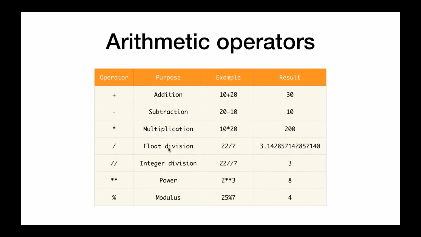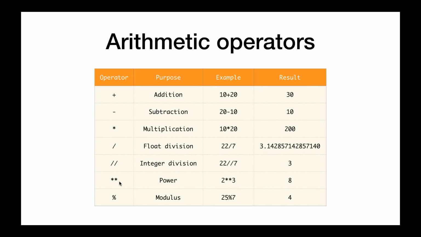However, there are two types of division. One that gives you a fractional value, like 22 by 7 gives you 3.1428, etc. There is another one where you are not interested in the fractional values, you're only interested in the integer part of the division. And this is achieved by using a double slash. For example, 22 double slash 7 will give you 3.